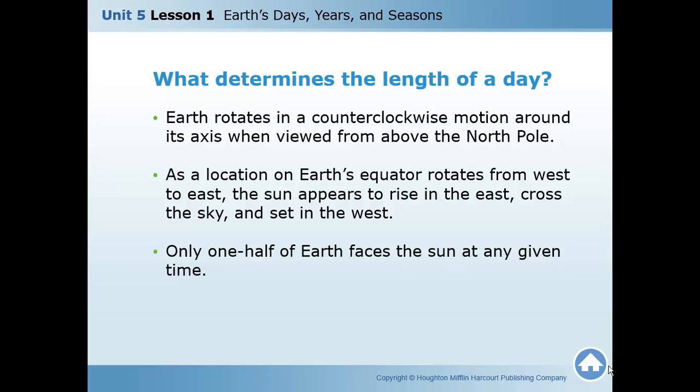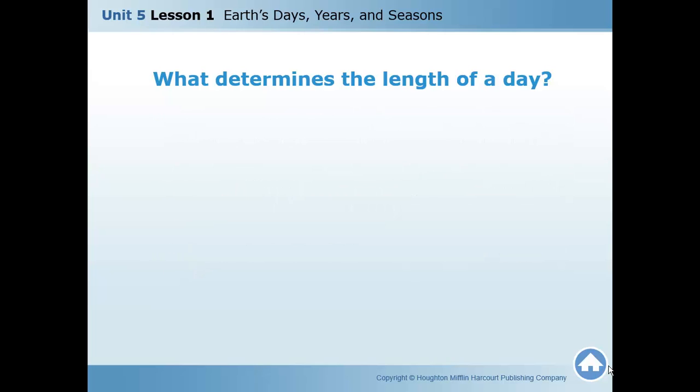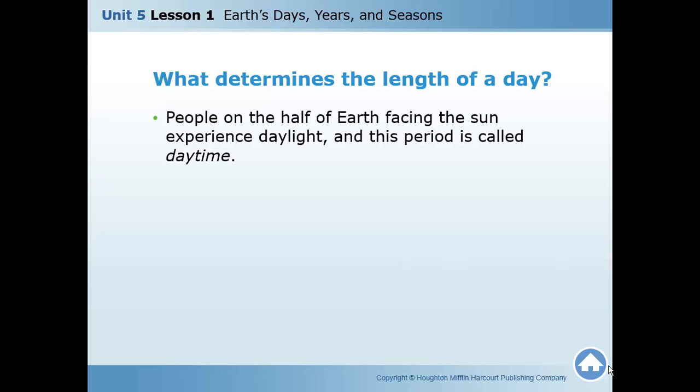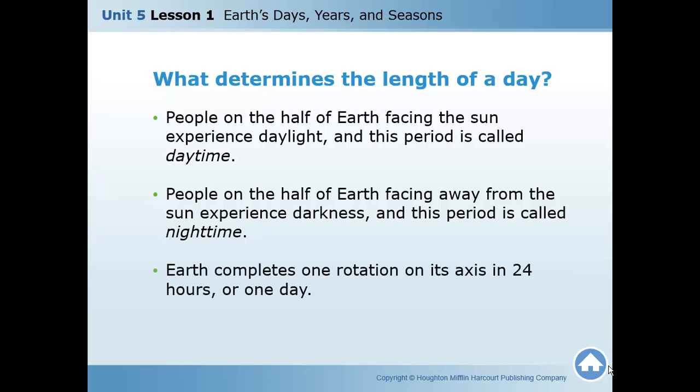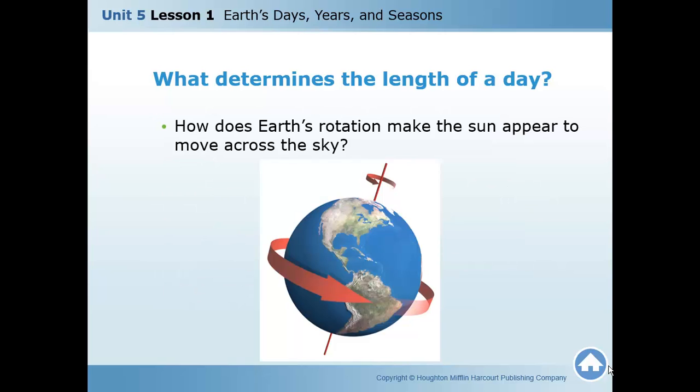Only one half of Earth faces the sun at any given time. People on the half of the Earth that are facing the sun experience daylight, and we call this daytime. People on the half of the Earth that are facing away from the sun experience darkness, and we call this nighttime. Earth completes one rotation on its axis in about 24 hours, or 1 day.